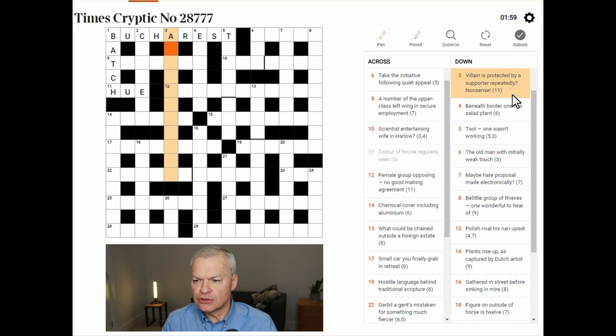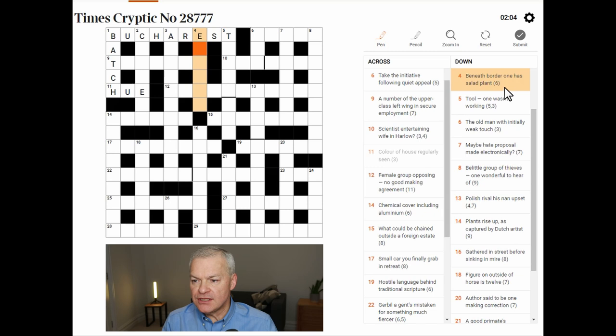Nope. Beneath border, one has salad plant. Yes, this is endive. Border is end, and beneath end, one has is I have, shortened to I apostrophe VE, and an endive is a salad plant.